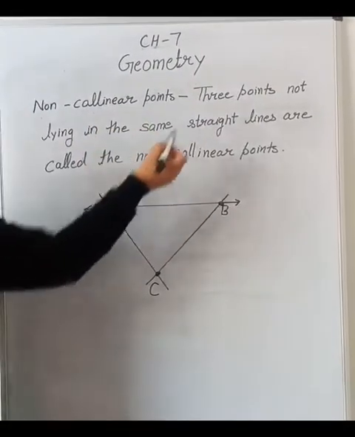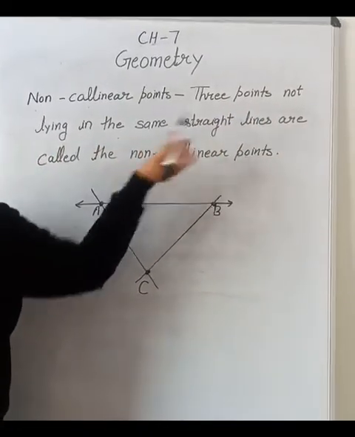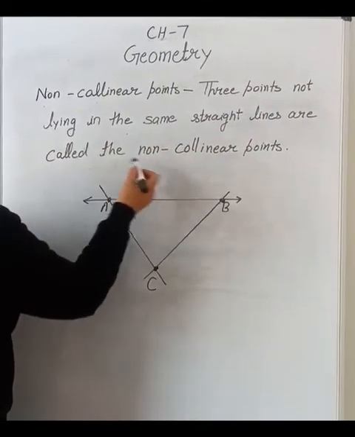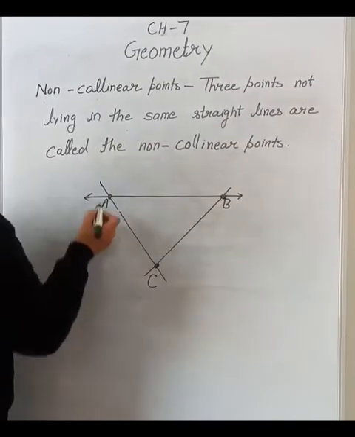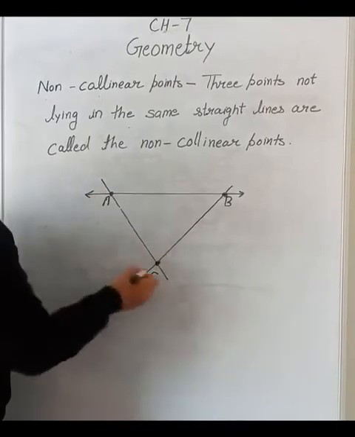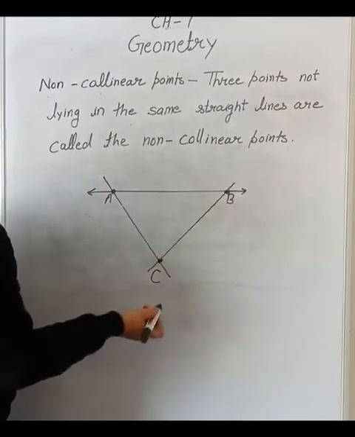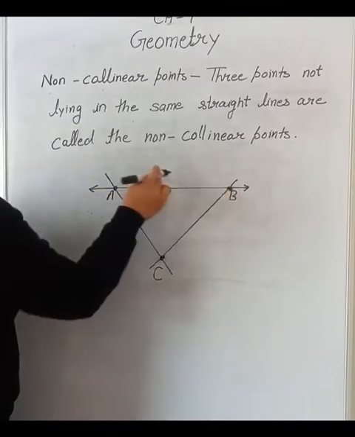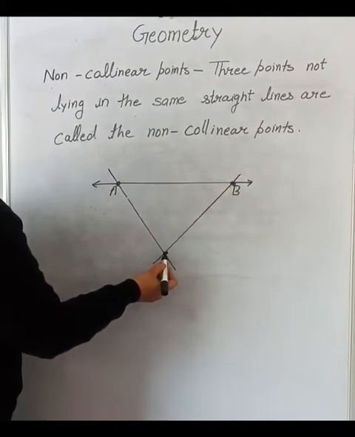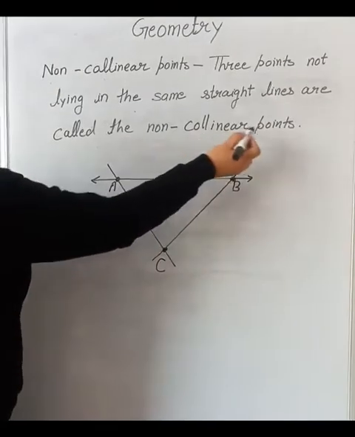Non-collinear points. 3 points not lying on the same straight line are called non-collinear points. Now this is point A, this is point B, and this is C. These 3 points are not on the same line. A and B are on one line, C is on a different line. So these points are called non-collinear points.